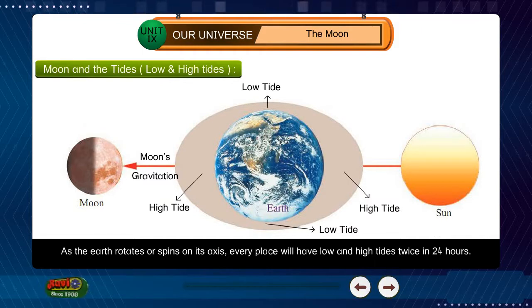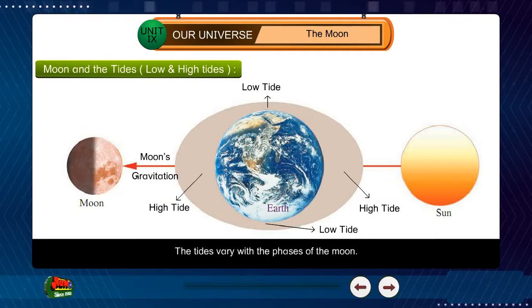As the earth rotates or spins on its axis, every place will have low and high tides twice in 24 hours. The tides vary with the phases of the moon. On the full moon day, highest tides occur.